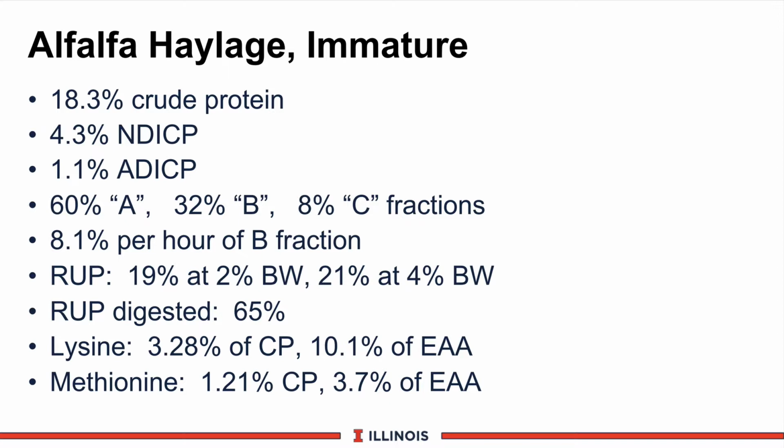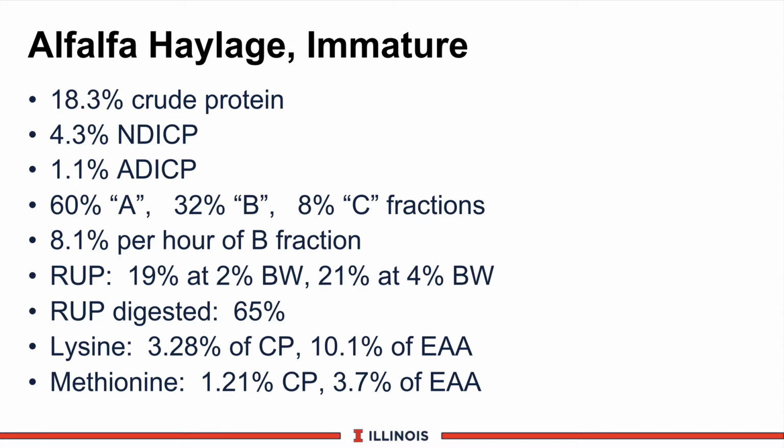Obviously, if this haylage gets wetter or drier, these fractions will change around. And as a user, you should make those adjustments as you get comfortable with the model. The rate constant is about 8% per hour of the B fraction. Again, this will change depending on particle size, moisture, and fermentation characteristics of the haylage.